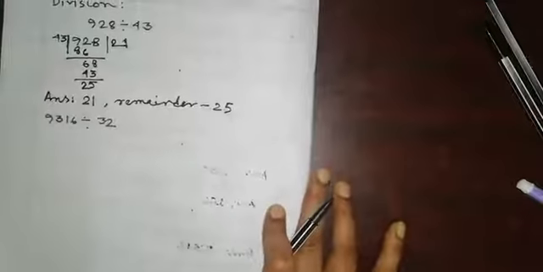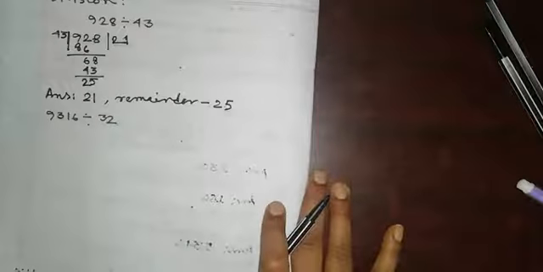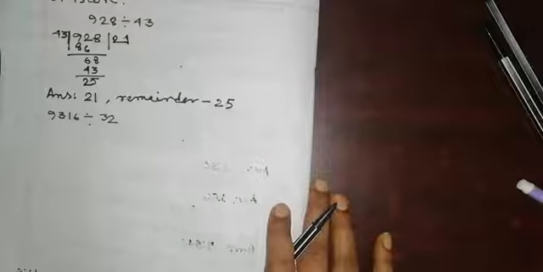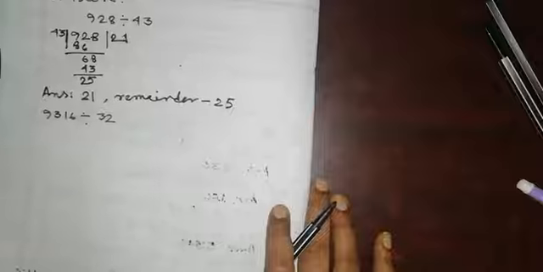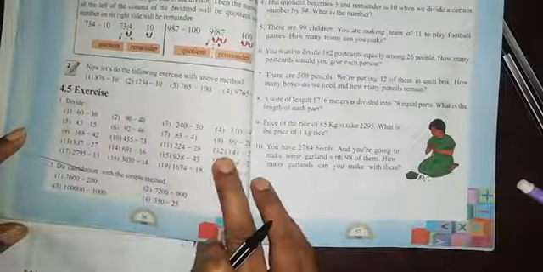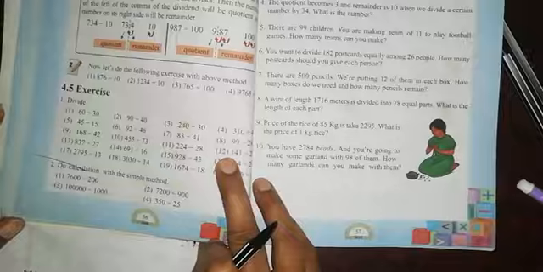So you have to practice all this division, following your textbook from chapter 3, isn't it? Chapter 4, sorry. Chapter 4. To follow chapter 4, you have to practice all this division. Look at there, from page number 56. From page number 56, you have to practice this division also.